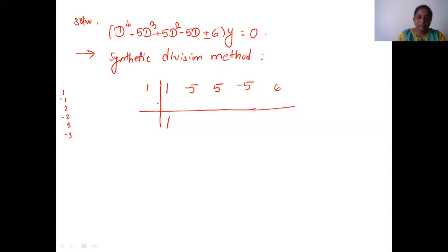Then multiplication of this into this, we write here. 1 into 1 is 1. And now add this. What is the addition? Minus 4. Minus 5 plus 1, minus 4. Then multiplication of this again, write here. What is the multiplication? Minus 4. Add this again. 1. Multiplication again here, 1. What is the addition? Minus 4. Yes.